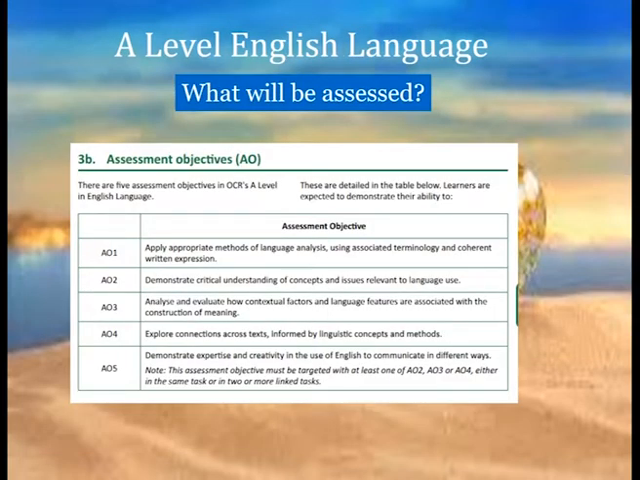So what will be assessed? Well, there are 5 AOs here. AO1 focuses on analysis and the need for good expression, and of course the important use of terminology. AO2 focuses on concepts and issues associated with language use. AO3 takes into account the importance of context when analysing and understanding language. AO4 assesses your ability to compare texts, and AO5 is the creative strand, which assesses the accuracy and the flair of your own writing.